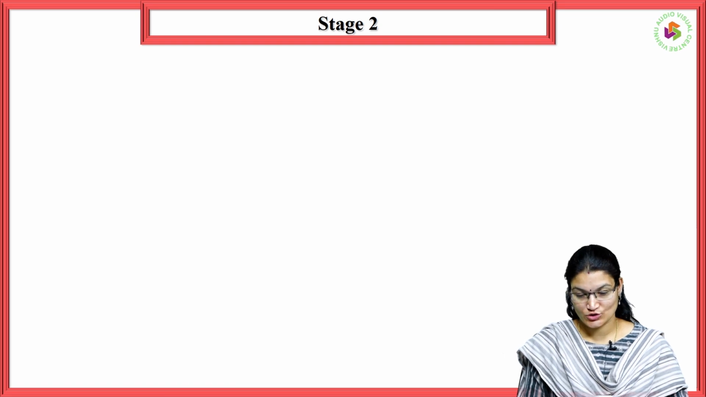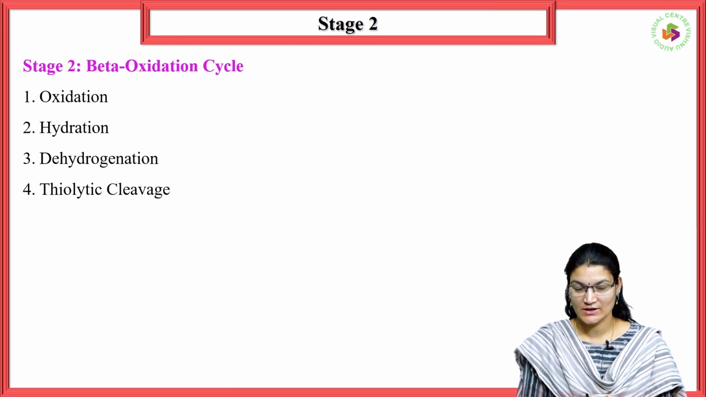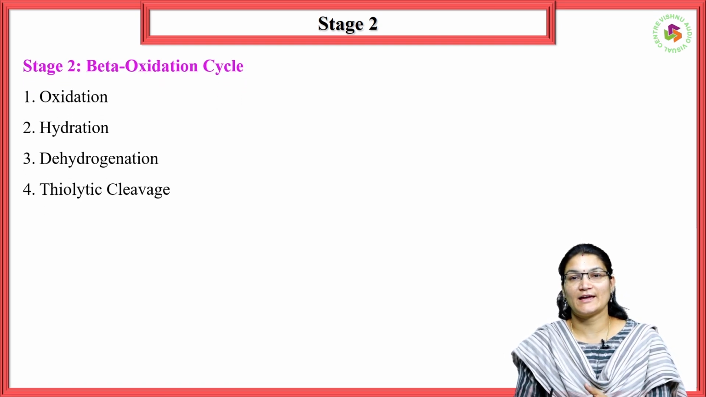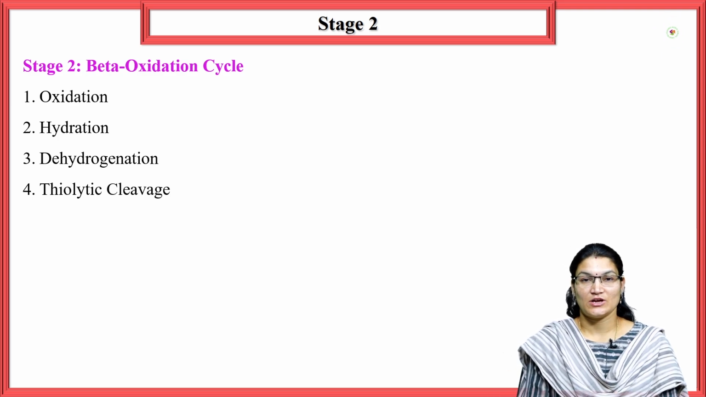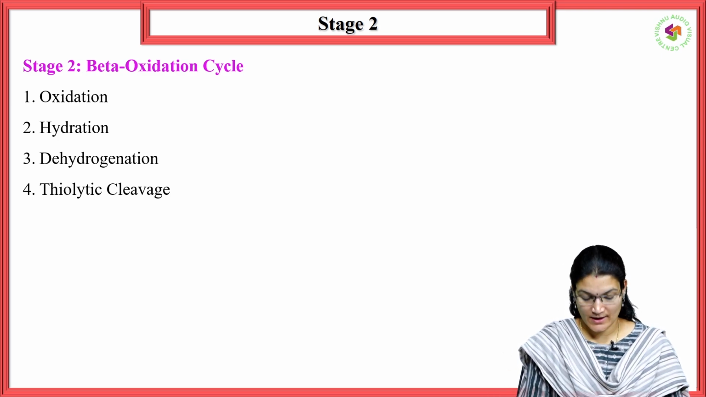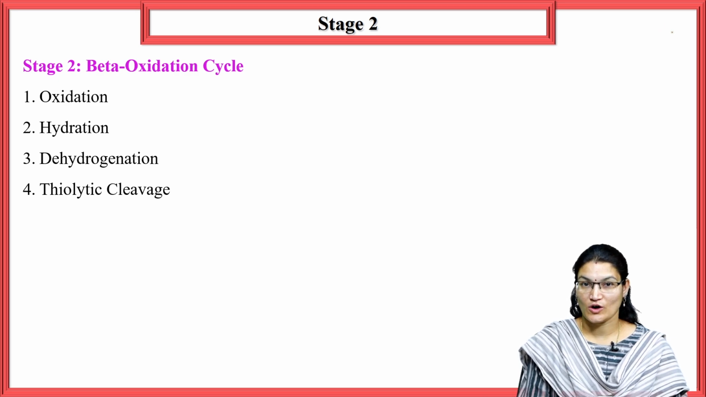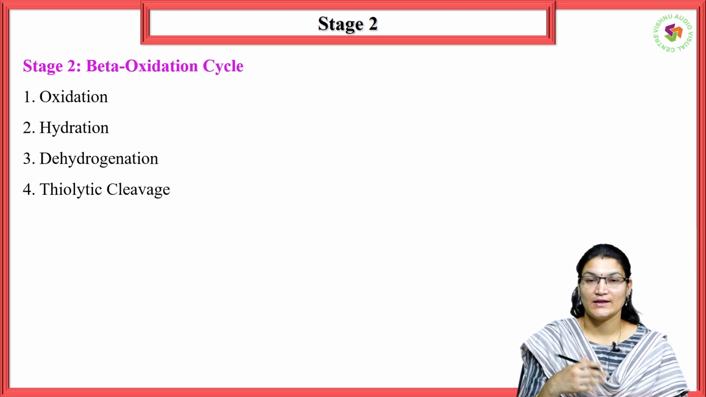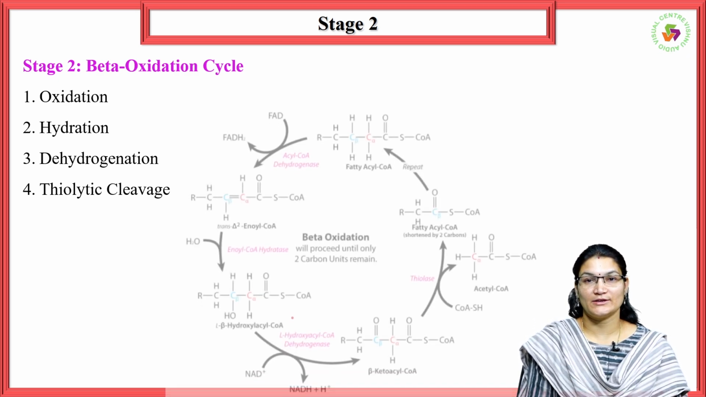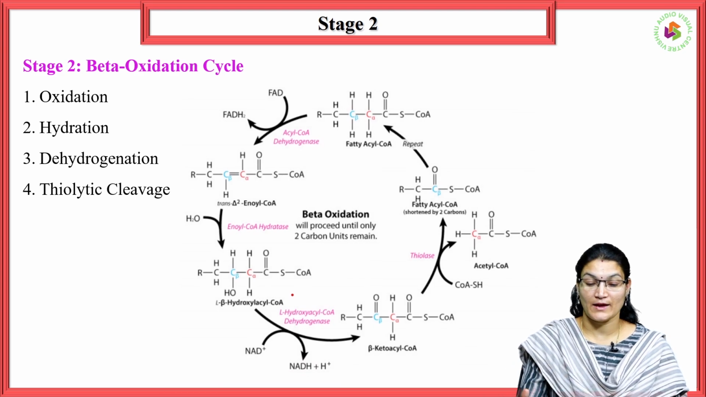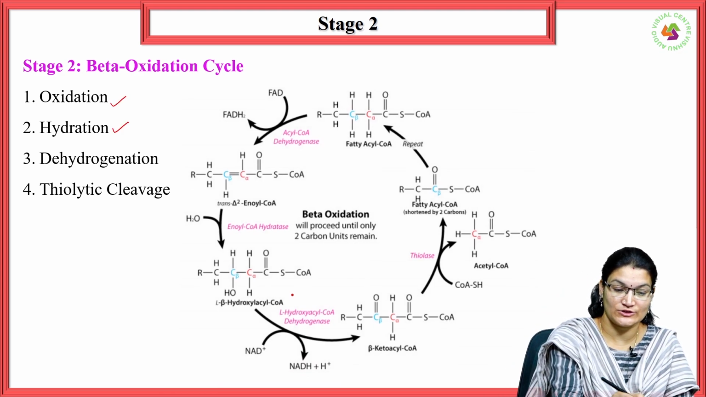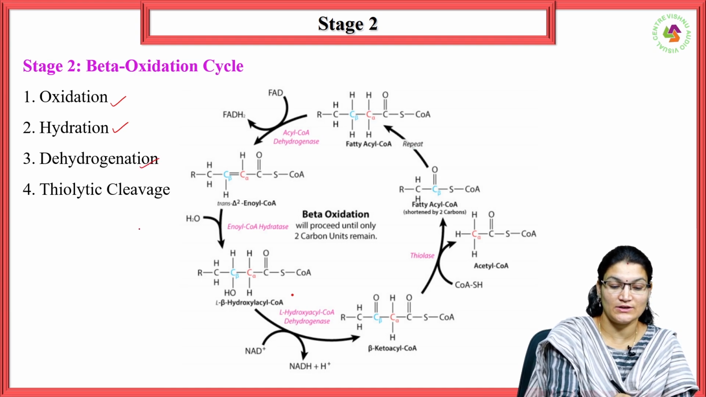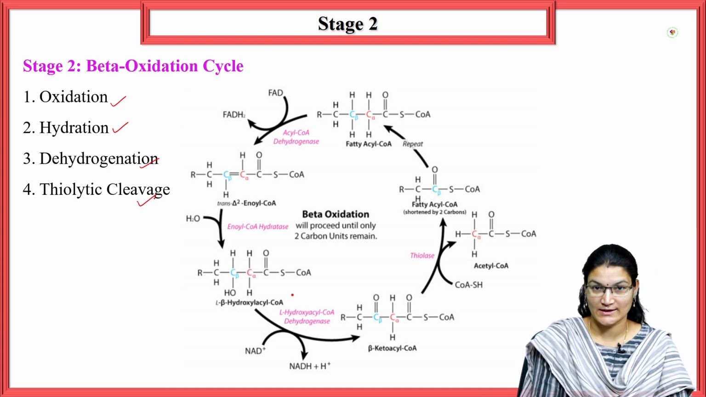Coming to stage 2. The first stage is activation and transportation of acyl coenzyme A into the mitochondria. In the second stage, once the acyl coenzyme A has entered the mitochondrial matrix, it starts converting into acetyl coenzyme A through 4 steps. The first step is oxidation, the second step is hydration, the third step is dehydrogenation, and the fourth step is thiolytic cleavage.